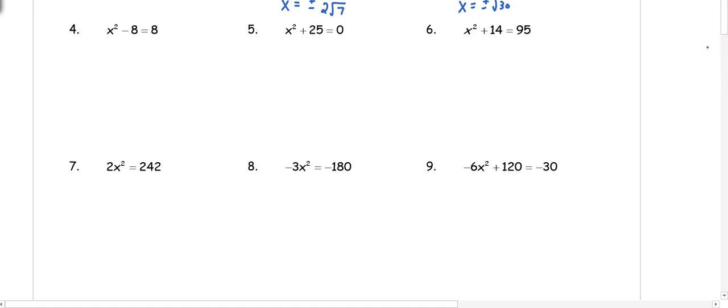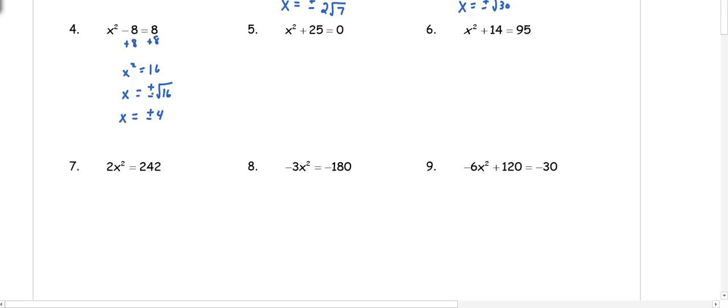Number 4, to get x squared by itself, I'm going to add 8 to both sides. So I get x squared equals 16. In order to get x by itself, I have to take the square root. So x equals plus or minus the square root of 16. And we know that the square root of 16 is 4. So we have x equals plus or minus 4.